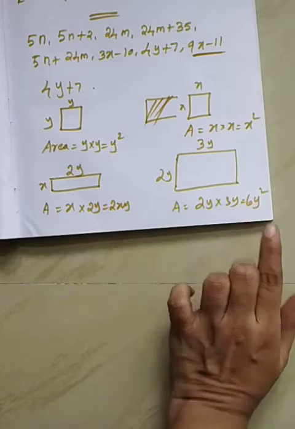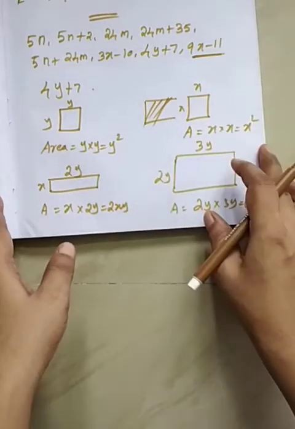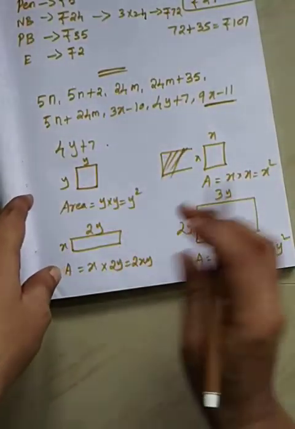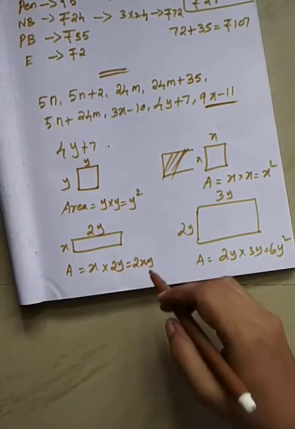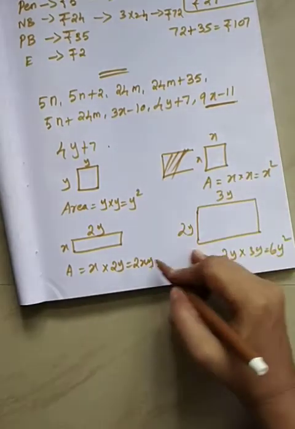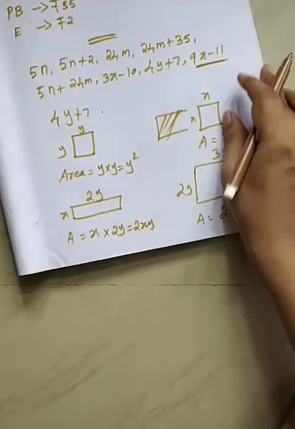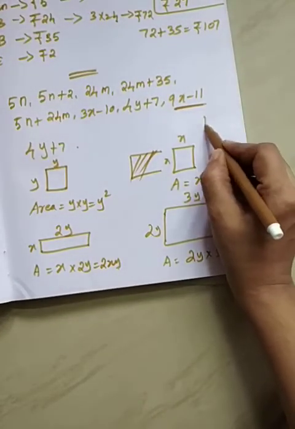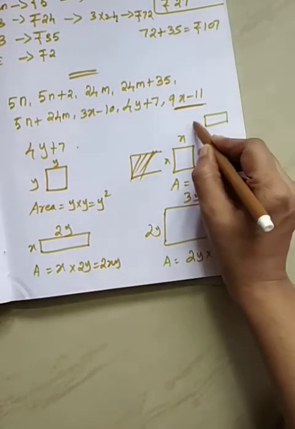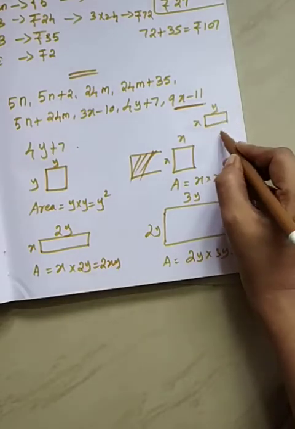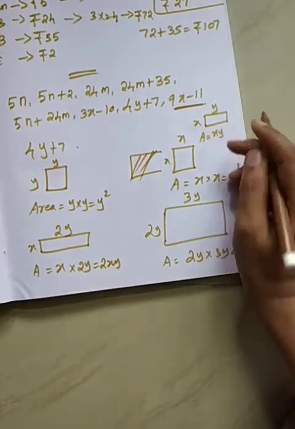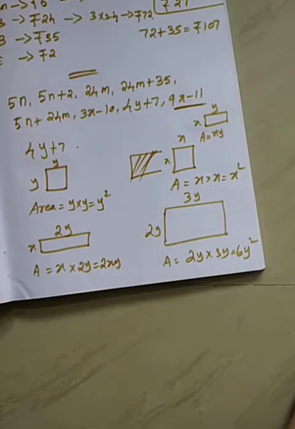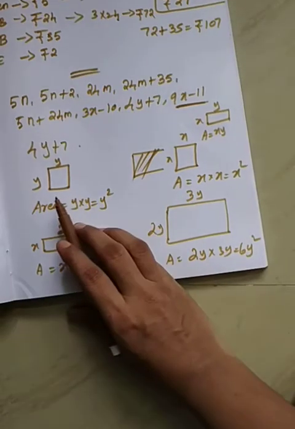See here, the xy was missing, right? I have to take it in. Sorry, this one is 2xy, right? See here, you can take one rectangle, here x and then y. So area is equal to xy. That means x into y, which is equal to xy. Okay.